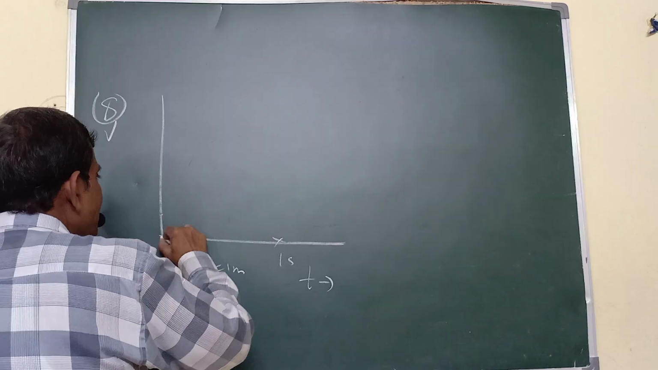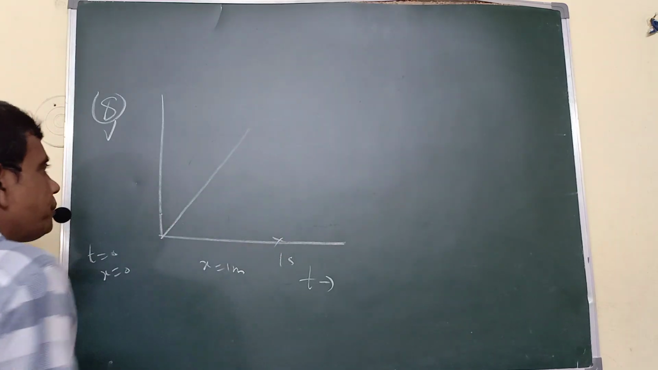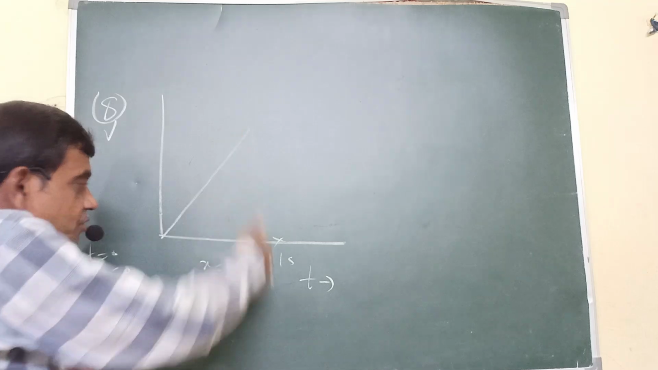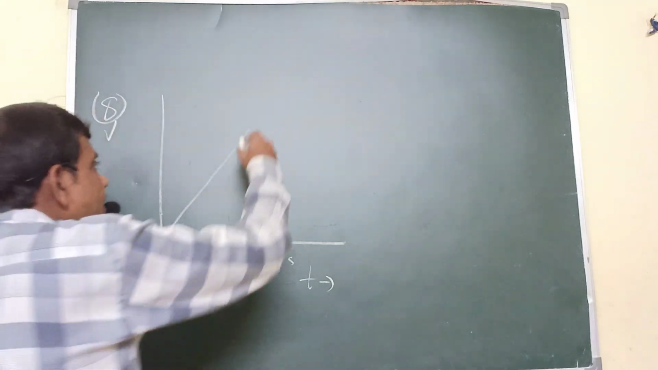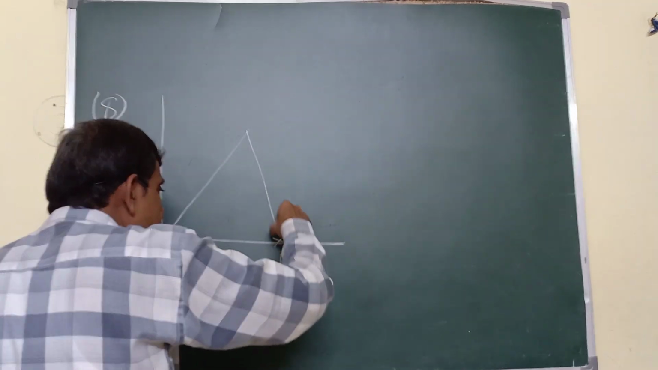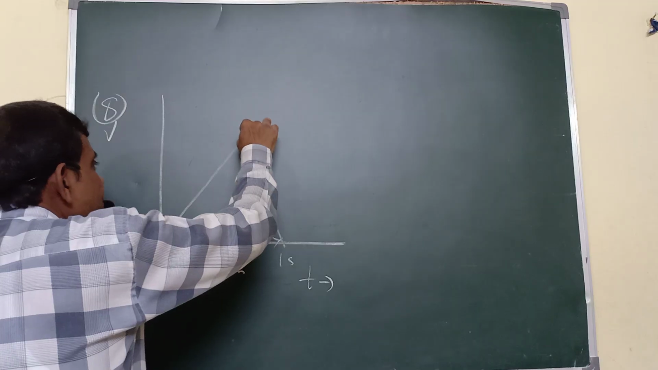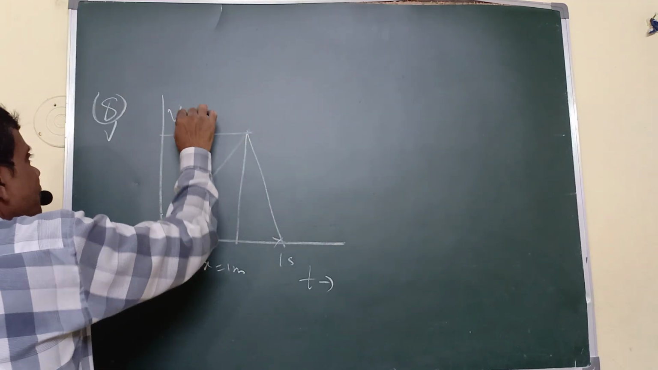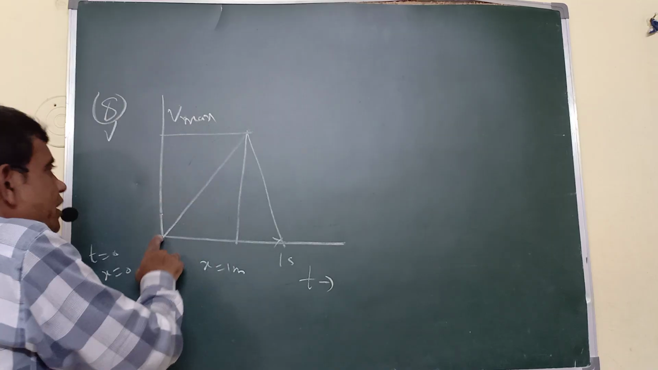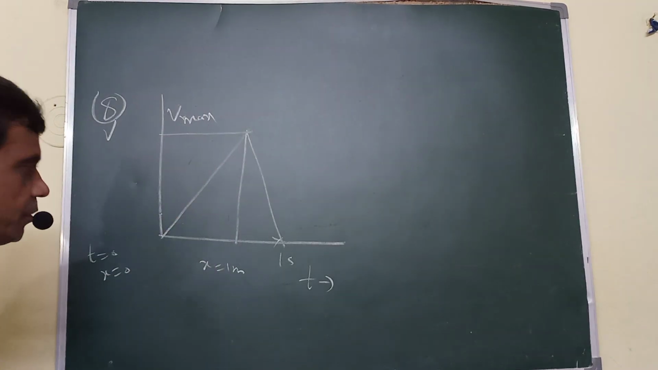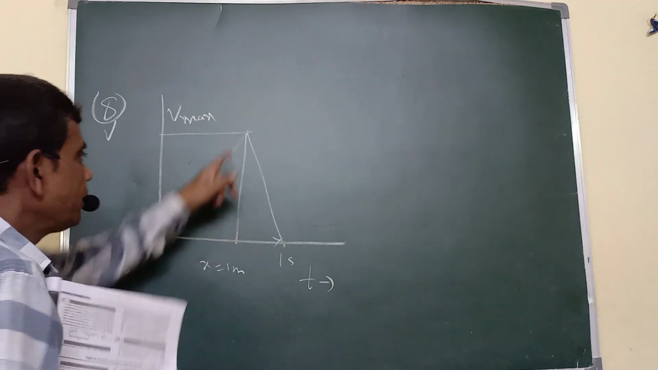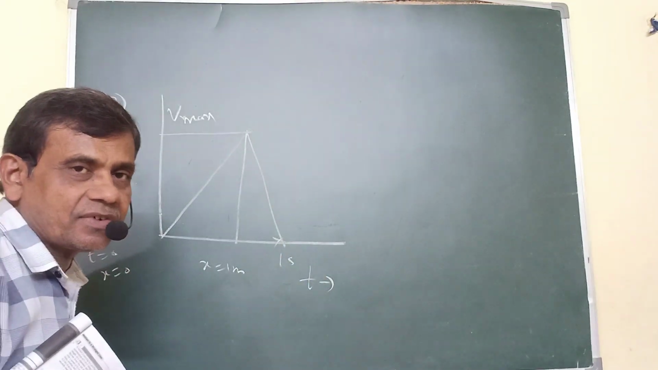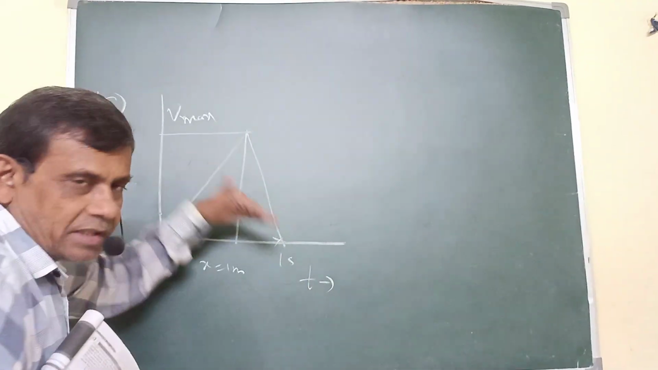Initially the acceleration increases, so the velocity reaches a maximum. After some time it again reaches 0, which means definitely retardation. This is my maximum velocity. From here to here the acceleration increases. From here to here the acceleration increases in the opposite direction, which means it is bringing the motion to rest.